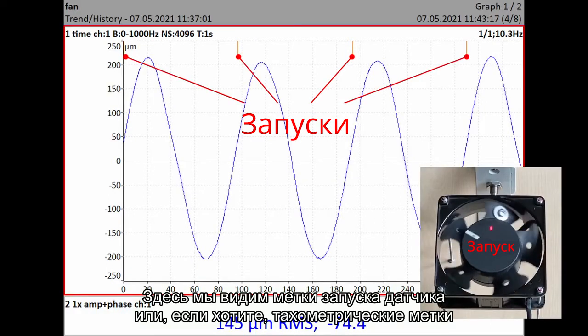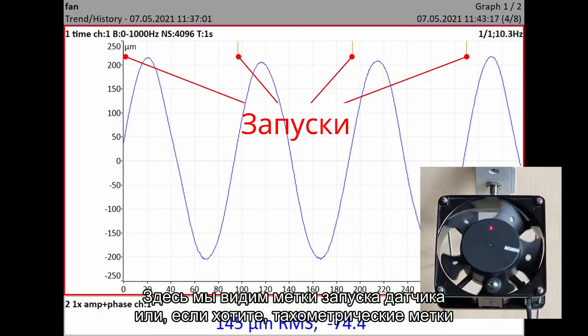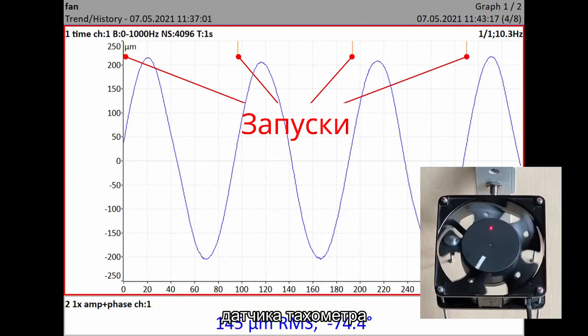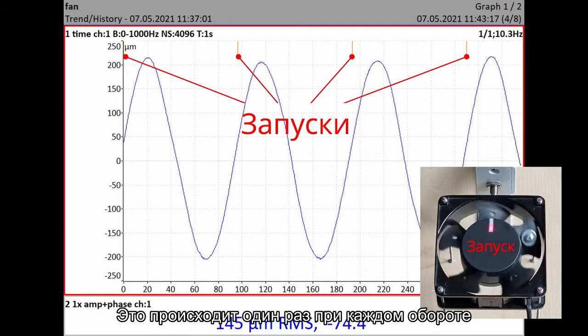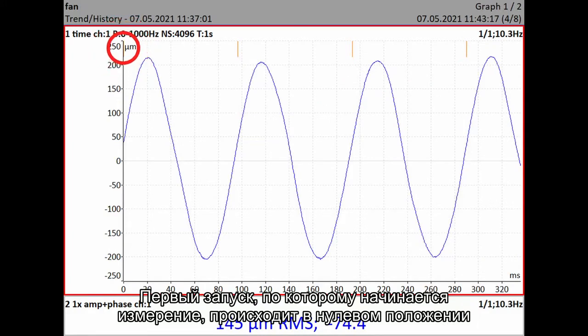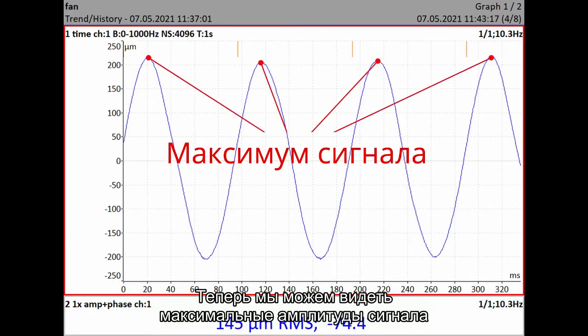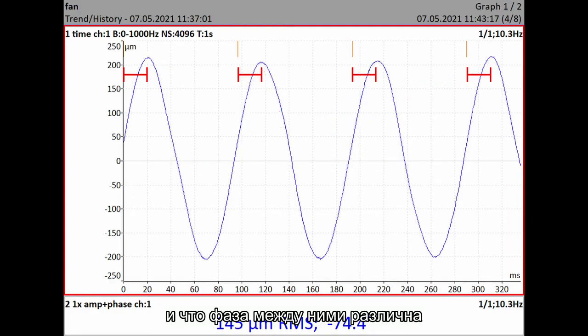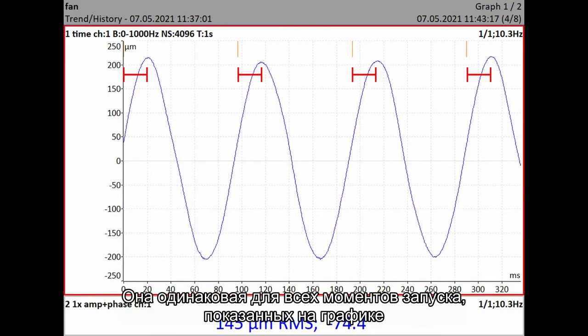Here we see the trigger marks, or tacho marks, as you wish. They are the moments when the reflective tape was going through the red ray point of the tacho sensor. It is happening one time in each rotation. The first trigger which starts the measurement is in 0 position. Now we can see the maximum amplitudes of the signal, and the phase is the difference between them. Now we see the difference. It is the same for all displayed triggers.